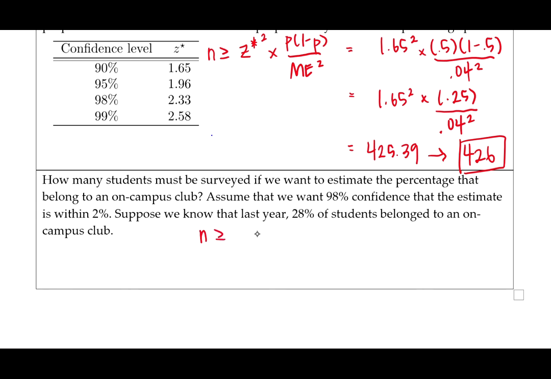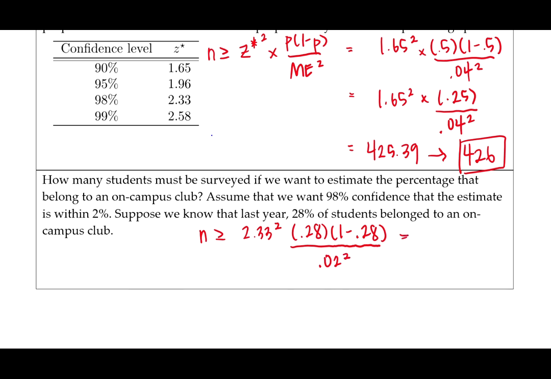Now for 98% confidence, I can see that the z-star value I'm going to use is 2.33 from my table. I'm going to square it. And now I am going to use the value for p because they gave us 28% from last year. So I'll use 0.28 times 1 minus 0.28. And then I'll divide by the margin of error. That's 2%. That's how close I want to be within. I'll write it as a decimal and I'll square it.